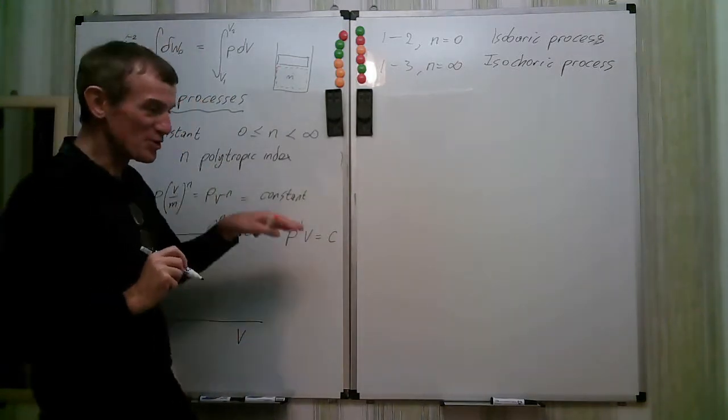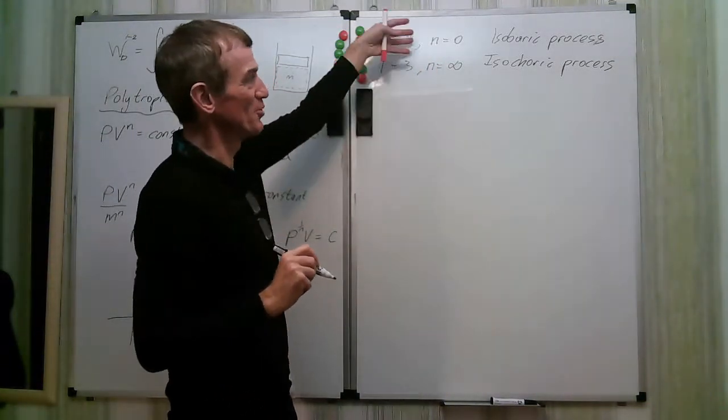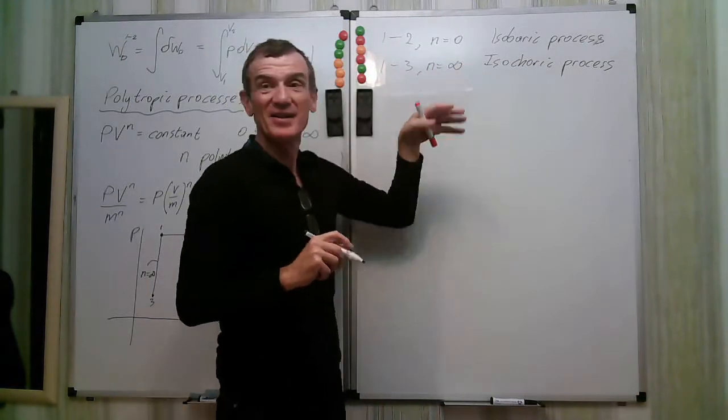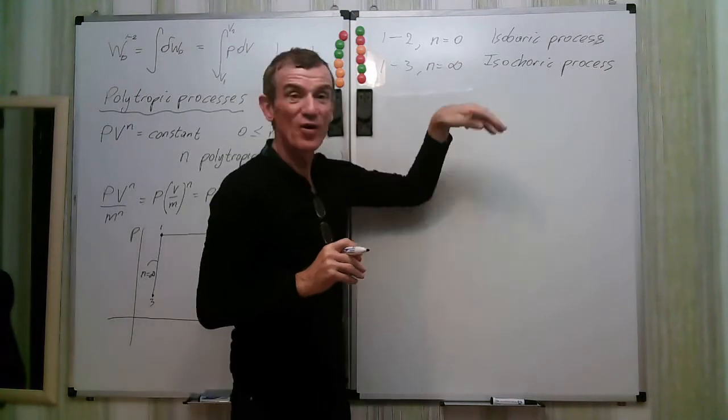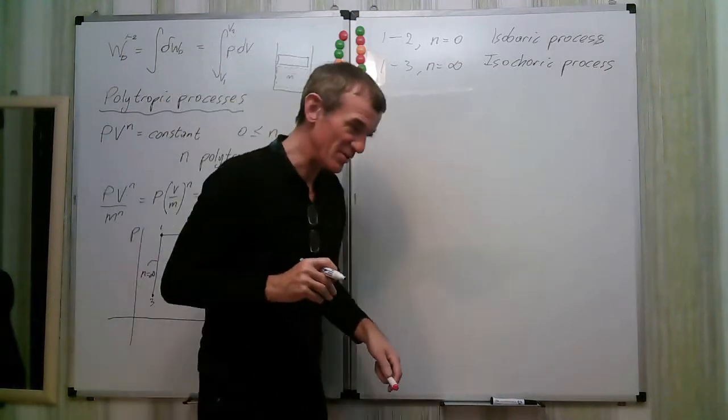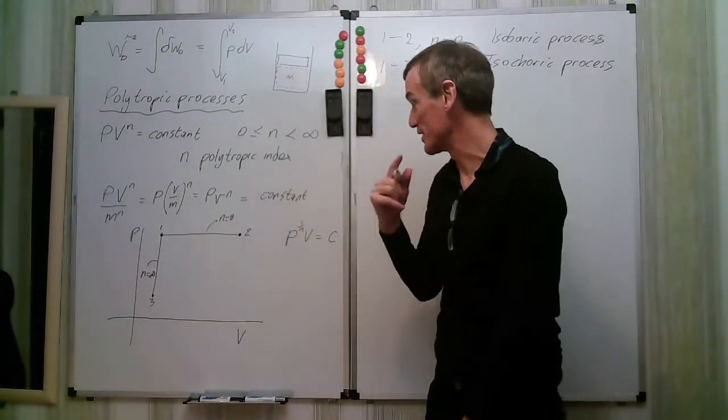So these are two polytropic processes. That's what we say. An isobaric constant pressure process occurs all over the place. Constant volume processes occur all over the place as well. So they're quite important processes.